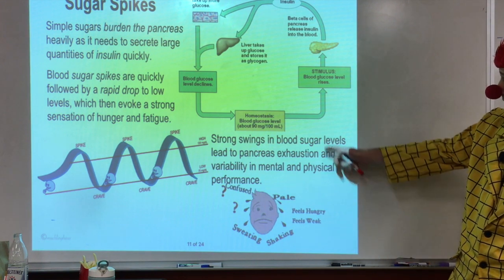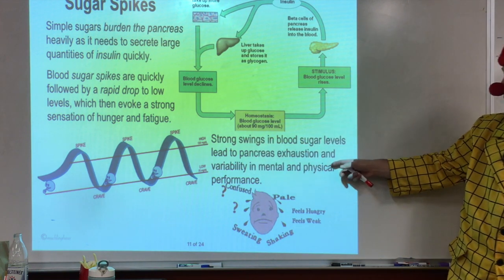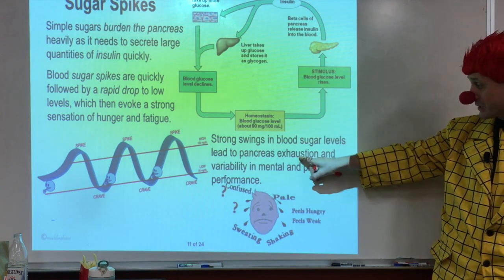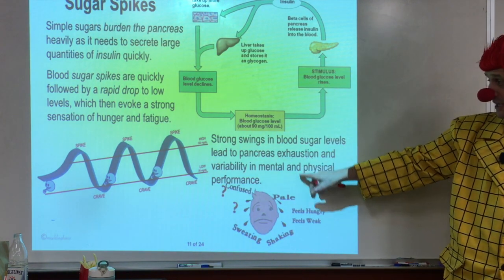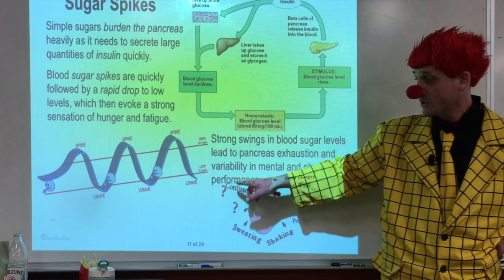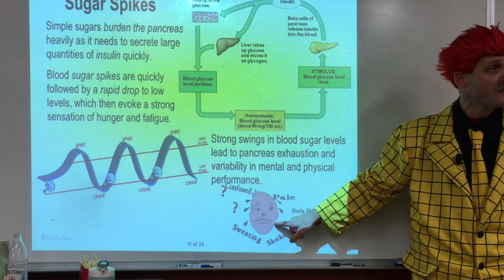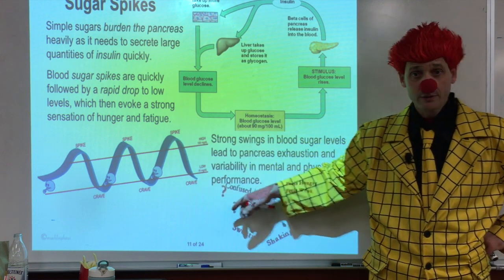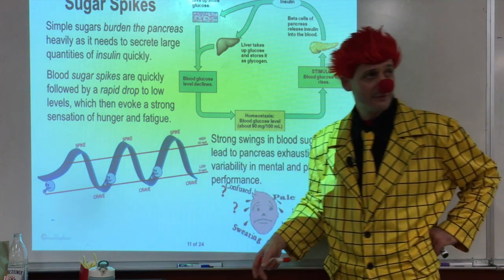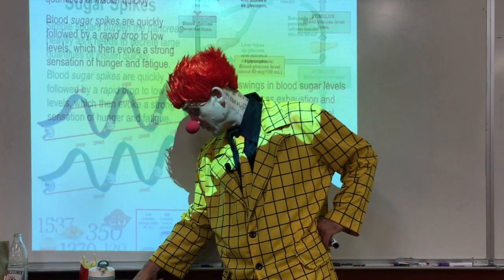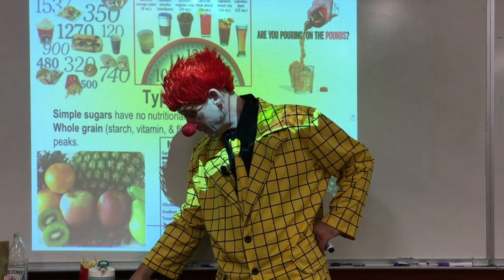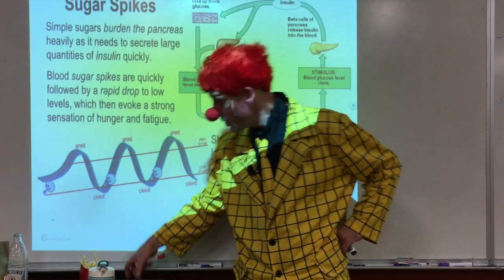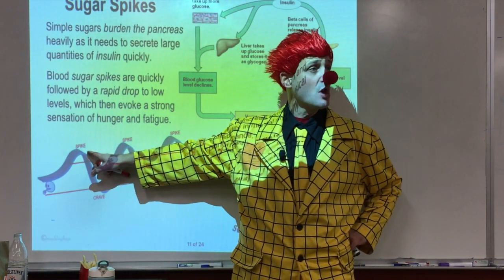And so when the sugar goes up and down, we use this a lot, and the pancreas gets exhausted. The variability in physical performance goes greatly up and down because we have sugar spikes all the time. And so that's not so great. So don't wait till you get to that place. Figure out a little bit sooner what it means to be up here, because you know the shaky.